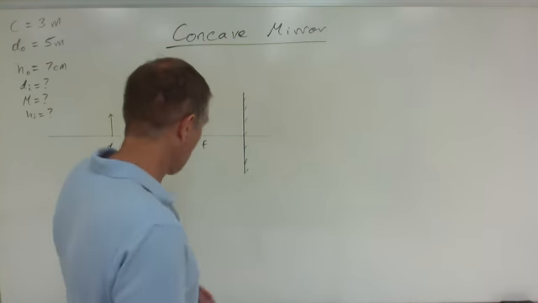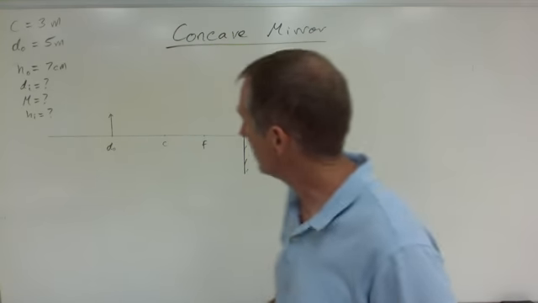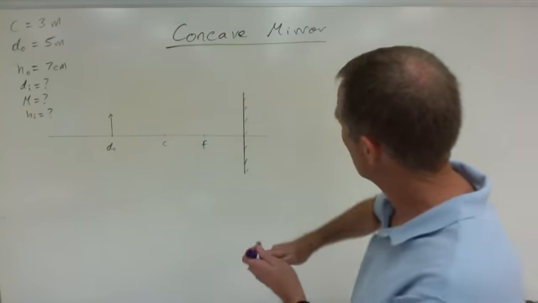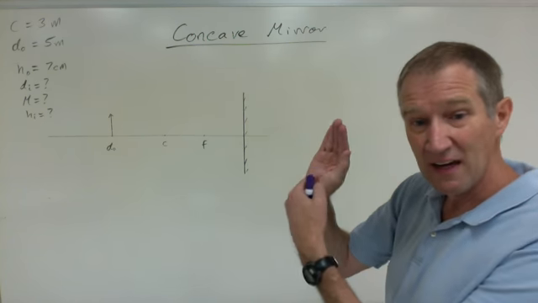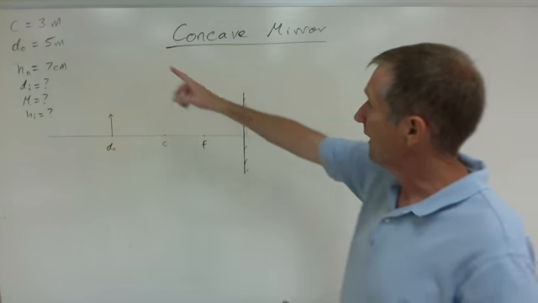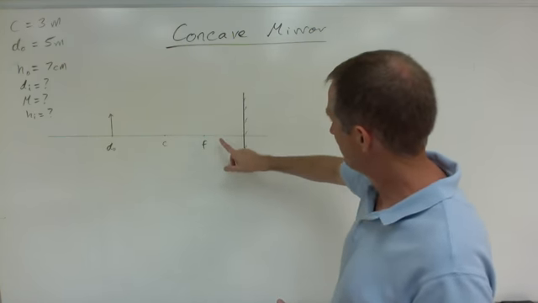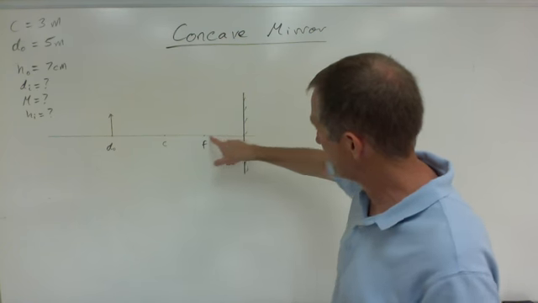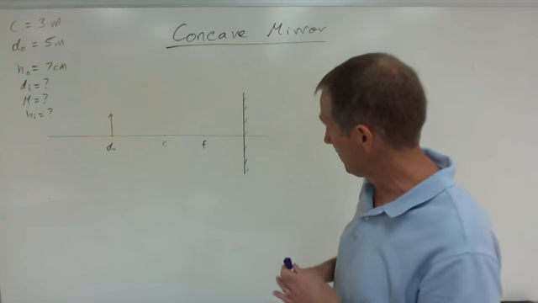Okie dokie. So, concave mirror, a spherical concave mirror. I know it doesn't look like a sphere, but spherical concave, this is like you're looking in the inside of a spoon, okay? And in this case, here's the mirror. This is the principal axis. The principal axis we use for reference purposes for measuring things.